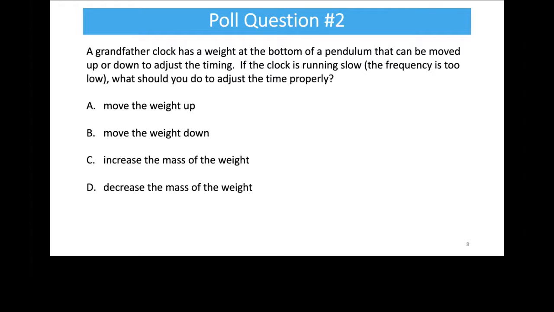All right, 5, 4, 3, 2, 1. Let's see what everybody thought.